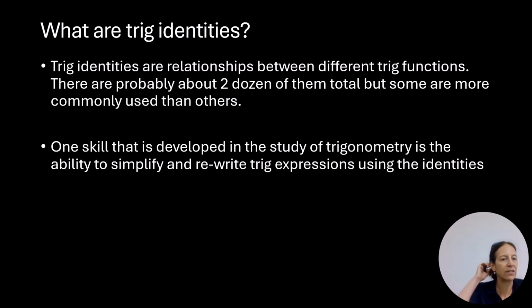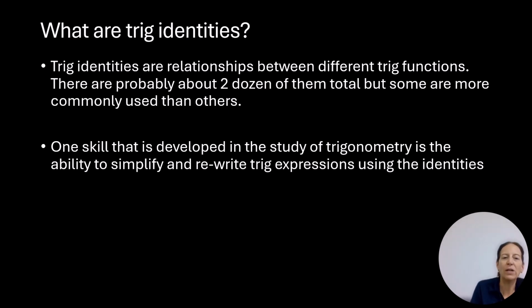So what are trig identities? Trig identities are relationships between different trig functions. There are probably about 24 of them total. I was trying to think earlier how many there are. There's the reciprocal ones, which we're going to look at in this lesson, but there are also the Pythagorean identities. I touch on that at the end of this lesson. But then there are sum and difference formulas and double angle formulas. Like if you double the angle, what's the relationship there? So there are actually quite a few. I mean, 24 might be a lot. It might be closer to a dozen.